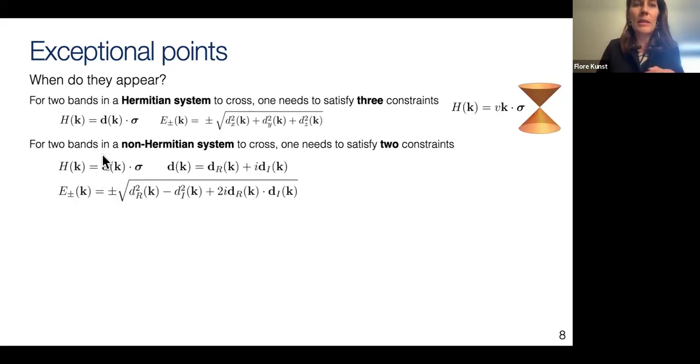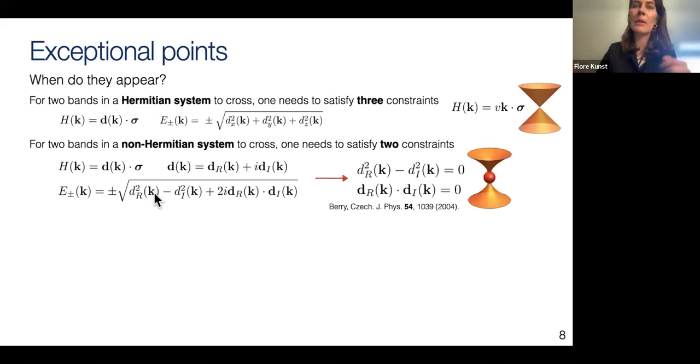So again, let's use the same argument as for the Hermitian case to explain how this comes about. So we still have this d dot sigma form, but now this system is non-Hermitian, which means this d here has a real part and an imaginary part. If I then write the eigenvalue equation, this is what it looks like. So to find a degeneracy here, I need to set these two terms to 0, meaning that I only have two constraints, namely the magnitude of this d_r and this d_i need to be equal, and the d_r and d_i need to be orthogonal to each other. And if I satisfy these constraints, I find an exceptional point.